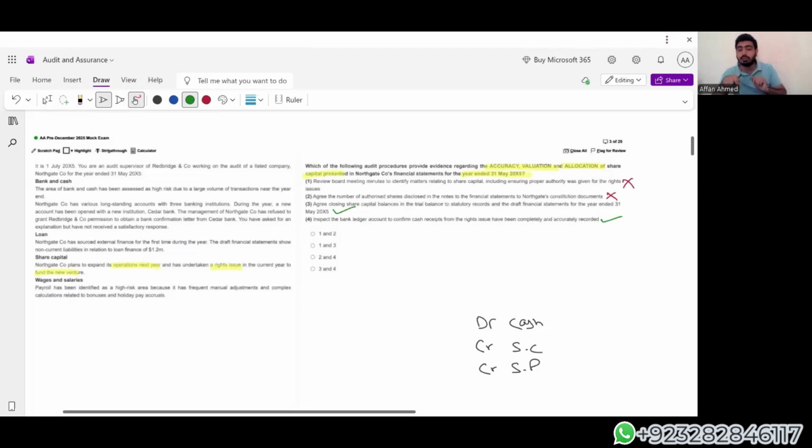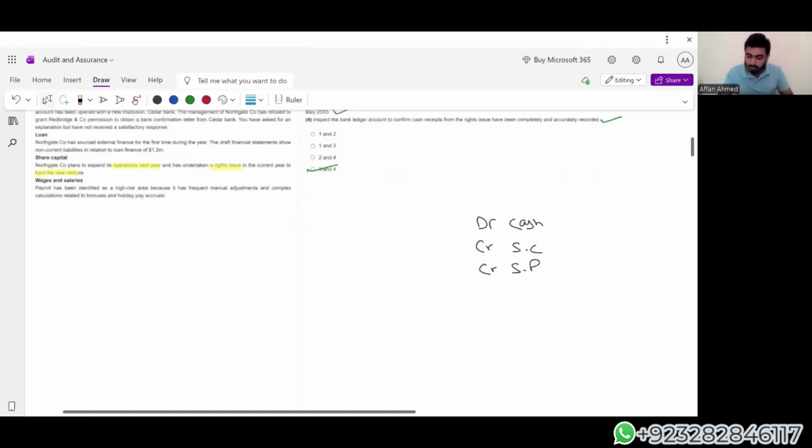All are done by three-way verification. So will it identify the amount that is recorded? Is it accurate? Is it complete? Is it allocated appropriately? And what is the value of the shares that we have. And next we have inspection of the bank ledger to identify the money received in exchange for shares. So the valuation and the accuracy of recording will be confirmed here. So options 3 and 4 are the correct answer, and it comes at option number 4.